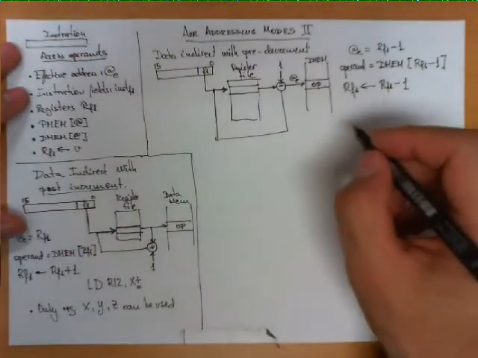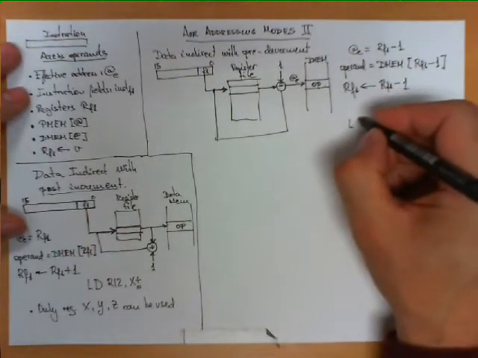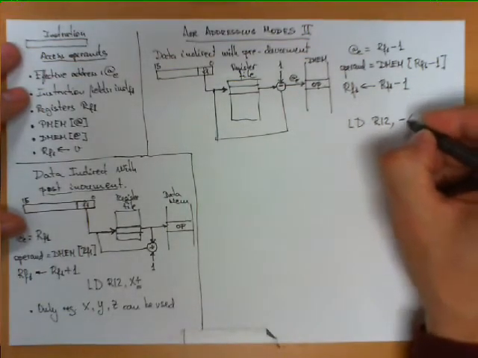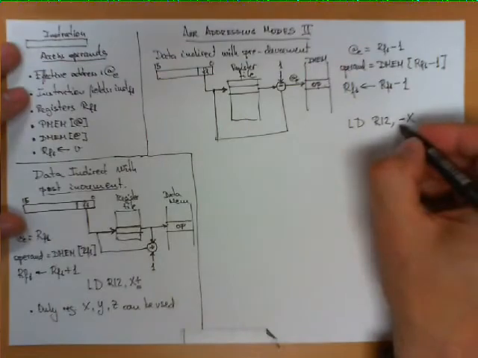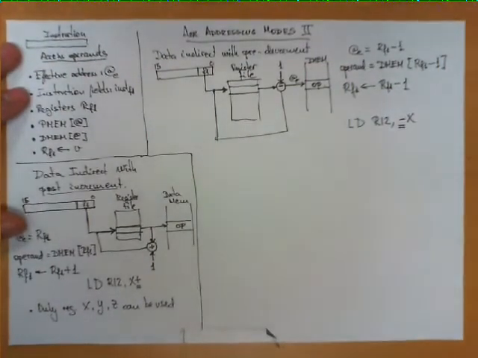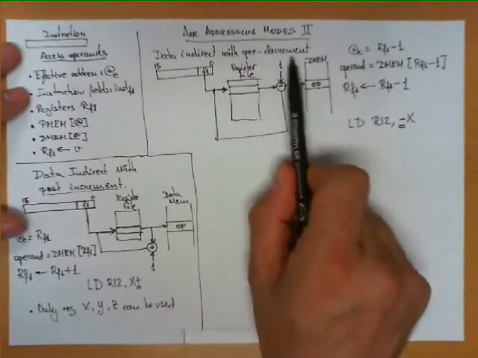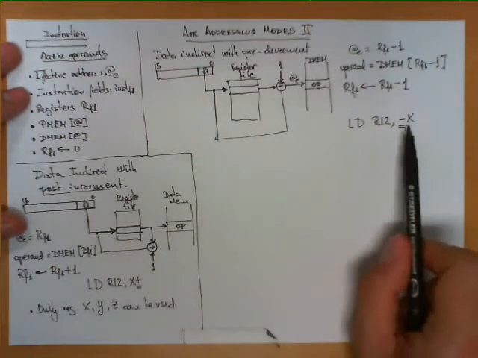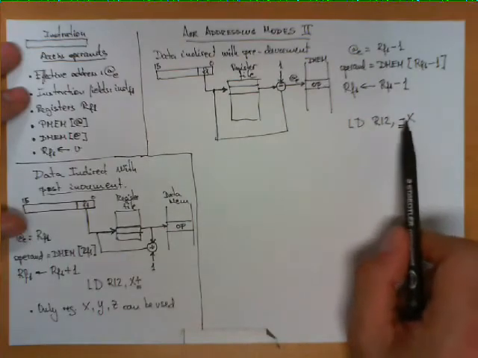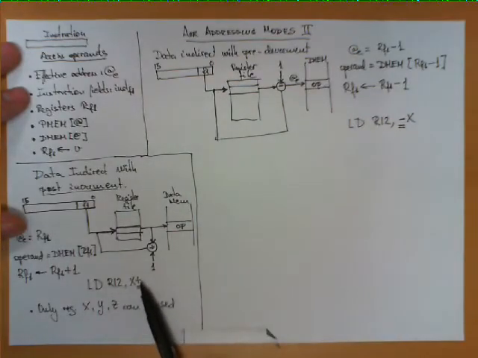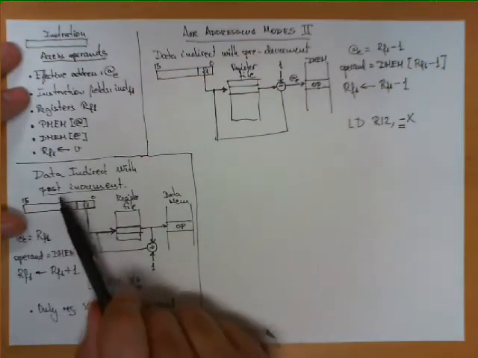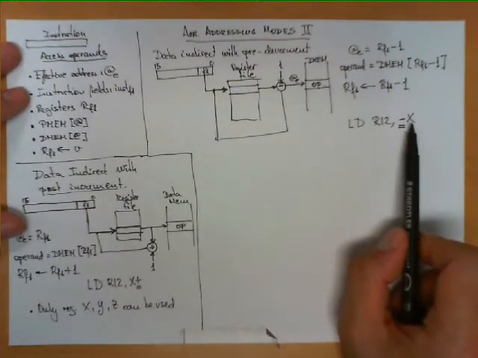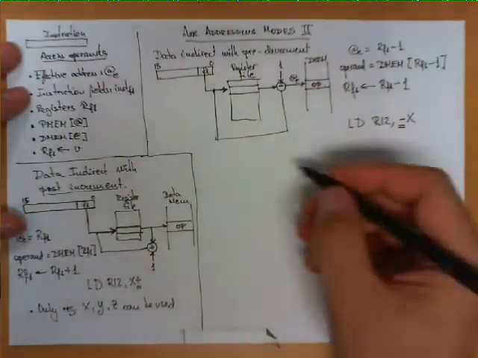Now, an example of an instruction using this addressing mode would be LD R12, minus X. So this minus here, used as a prefix for X, is the one telling us that it is going to be pre-decremented. It's interesting because this syntax already tells us the order of the modification of the register. Here we put the plus sign after the X because it's a post-increment, whereas here we put the minus sign before the X because the register is pre-decremented.